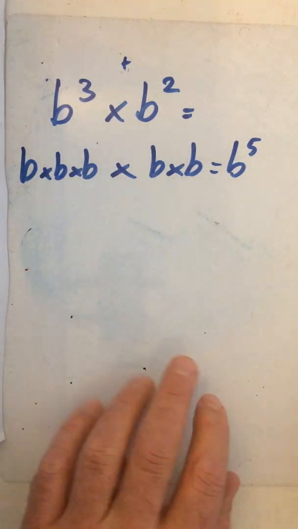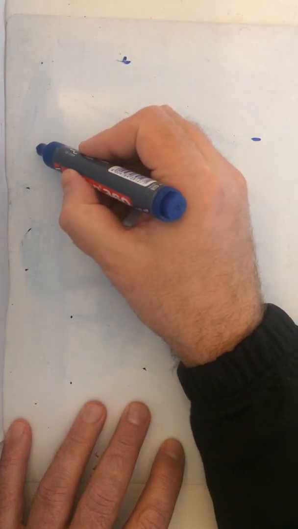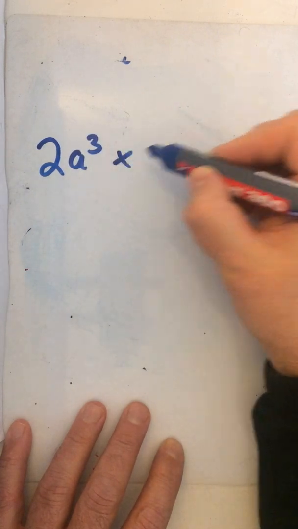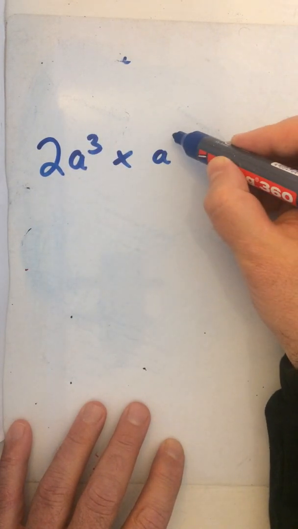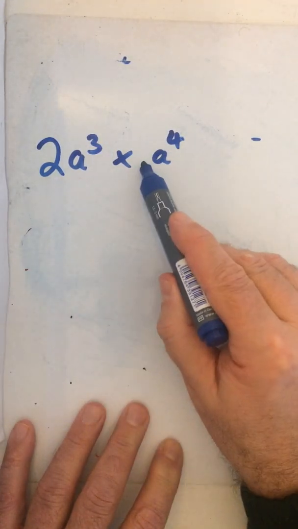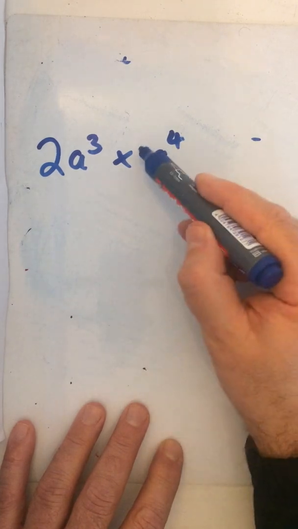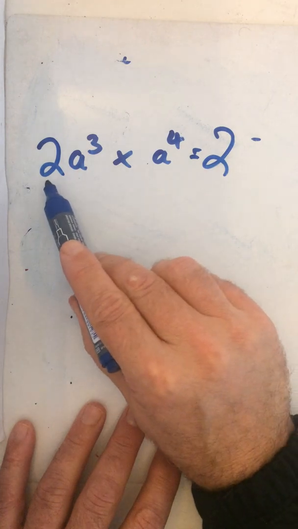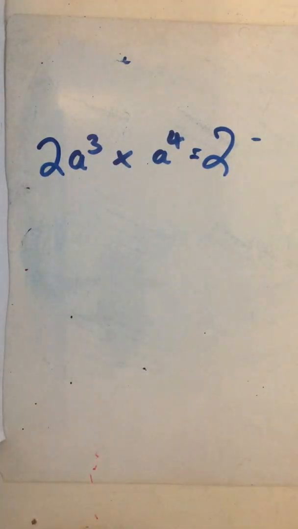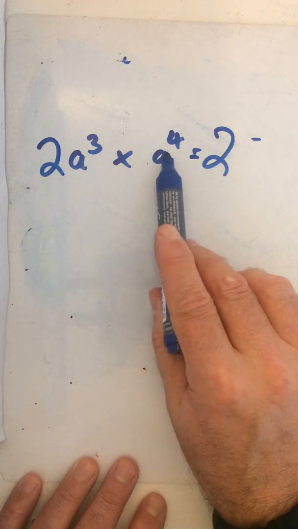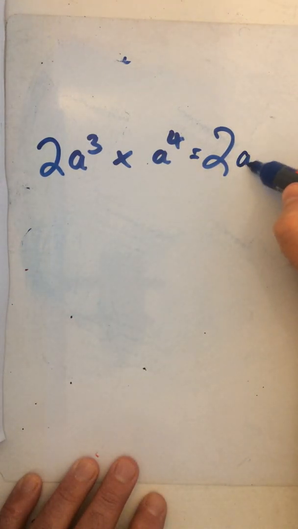So you can see why it works out like that, isn't it? And then if we've got something like 2a cubed times a to the power of 4, remember this is a 1a, isn't it? It's an invisible one there, so 2 times 1 is 2. That stays the same because we've got nothing to multiply it by apart from the 1. And then a cubed times a to the power of 4 is a to the power of 7.